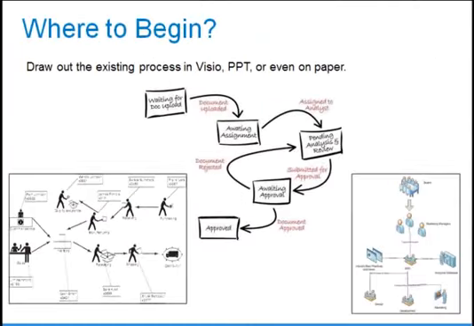Now, where does a company begin when they're thinking of adding workflow software to their environment? The first step is to get an idea of what their existing process is. So it's helpful if the organization can draw out their existing process in Visio or PowerPoint or even on paper. Often a company that is not using workflow software has this process and it's moving so well through all their employees that they don't even know all the steps that a document goes through.